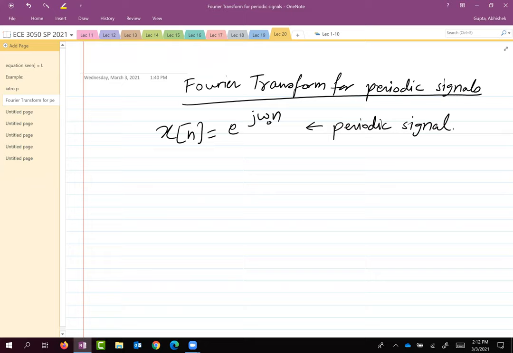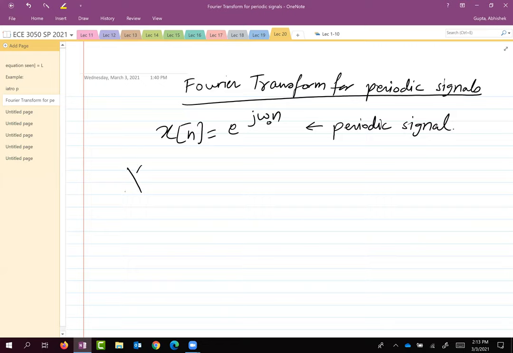So far we have talked about Fourier transform for aperiodic signals, signals that are not periodic. Now we want to extend that definition to periodic signals. So how should we compute the Fourier transform? We can't really use the original idea. So what was the original way of doing it? That was the summation of x[n] e raised to minus j omega n. So we can't use that.